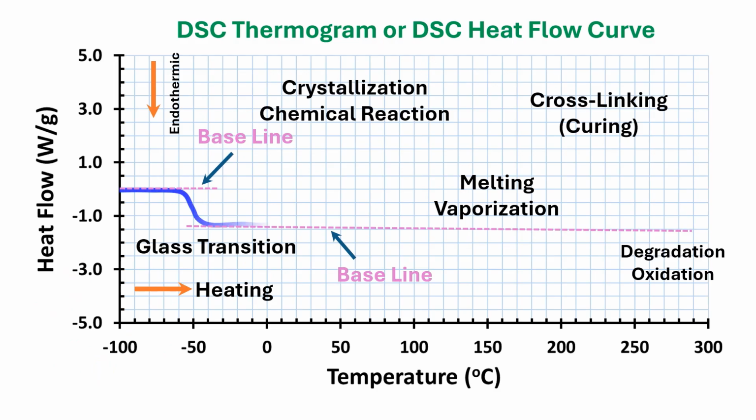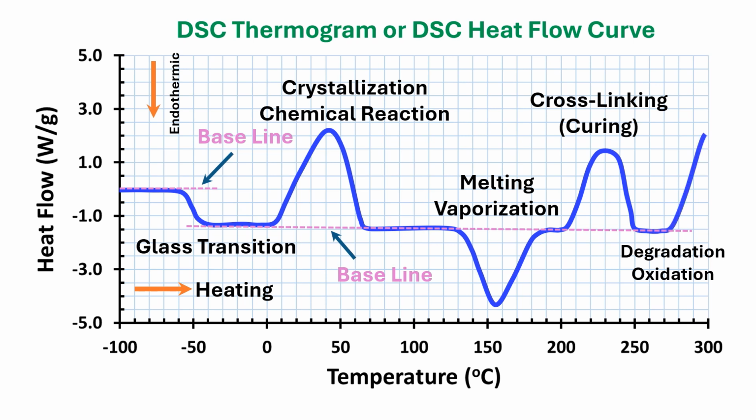In this video, I am going to explain the DSC thermogram or DSC heat flow curve and how to use it to characterize the structure, phase and state changes of a material as well as chemical reactions in a material during a heating or cooling process.